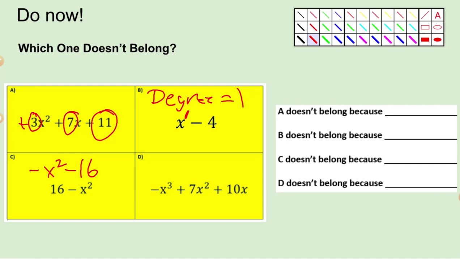And then D, I have 2 reasons for D. First, the degree would be 3, which means that this is a cubic function. But the other thing that really stands out is that each term has an x in it. This is x cubed, this one's x squared, and the next one's just x. None of the other polynomials had an x in every single one of their terms. You can have more answers than what I have, but those are the ones that I came up with.